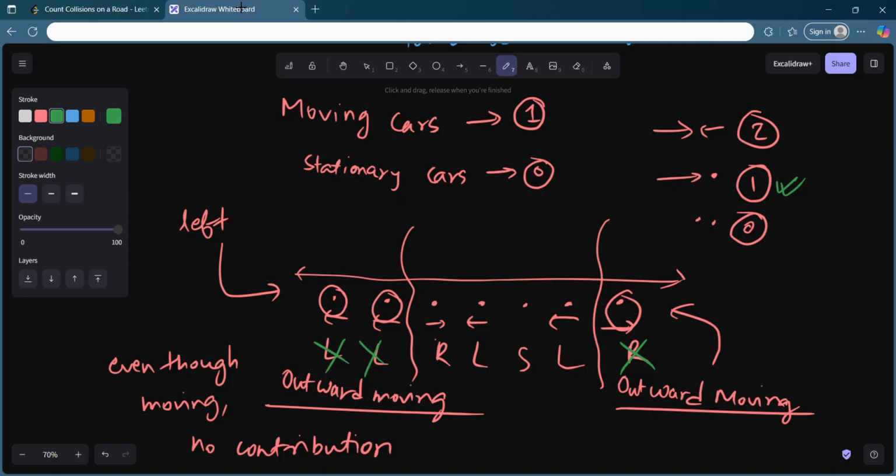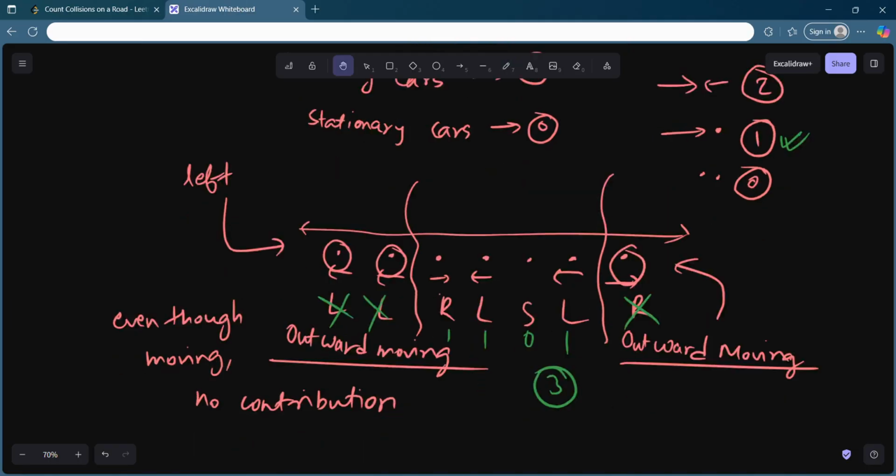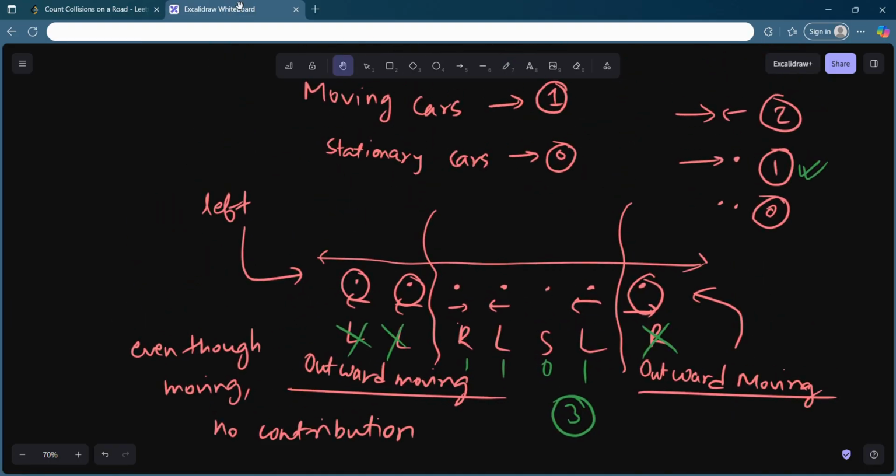The moving cars do always contribute 1 to the collision, right? So you see, this R and this L will each contribute 1, and this moving car contributes 1, while this stationary car contributes 0 to the collision. So in total there are 3 collisions in this case, and I guess in this way you can easily find that out, and that is very simple.